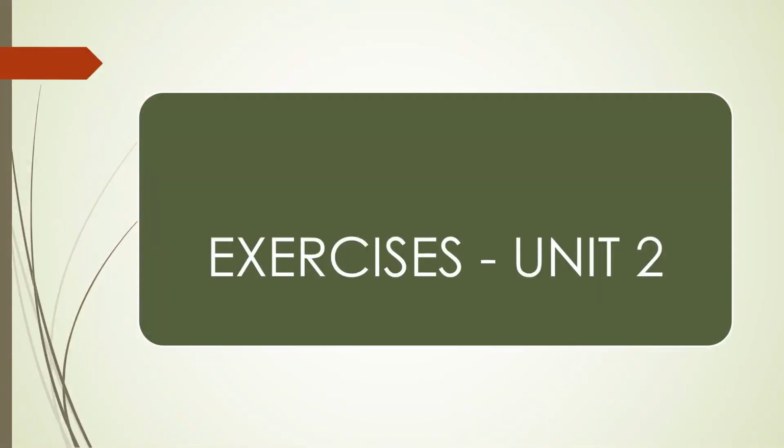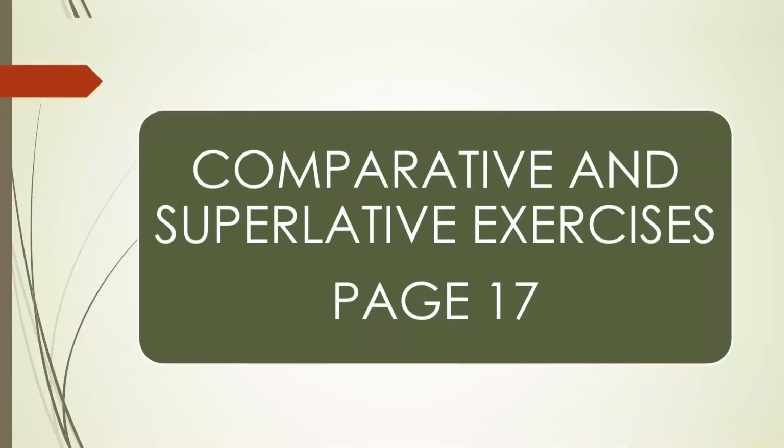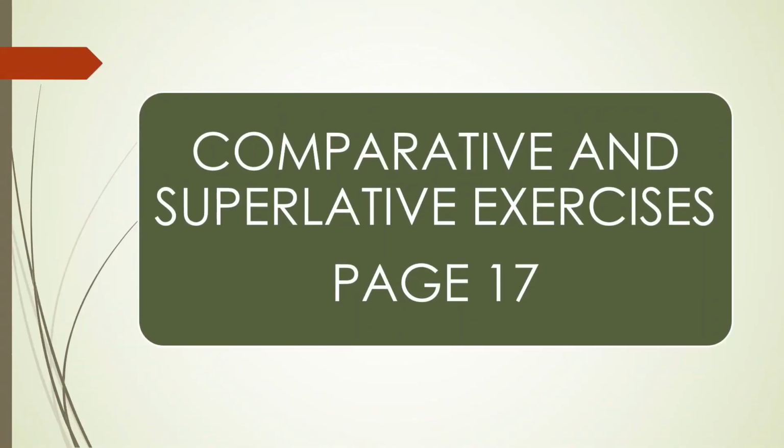Okay guys, in this class we are going to do some of the exercises that were not possible to be done in lesson number 4. So we are doing exercises from unit 2, okay? We are going to start with exercises from page 17. Exercise from 17 is about comparative and superlative, okay?